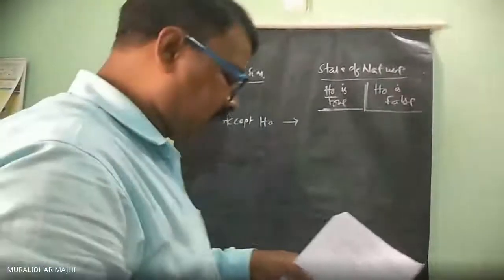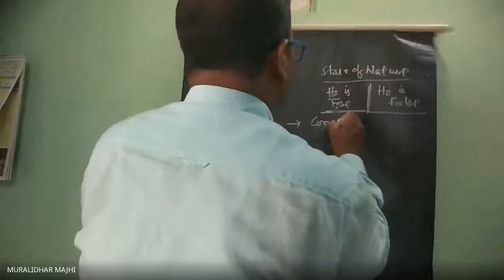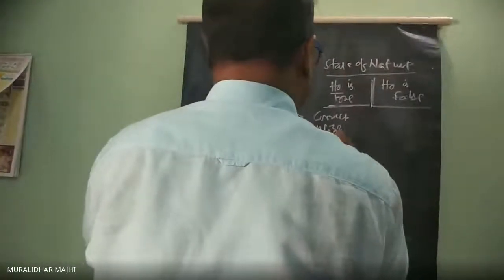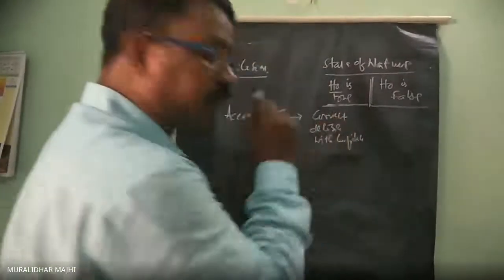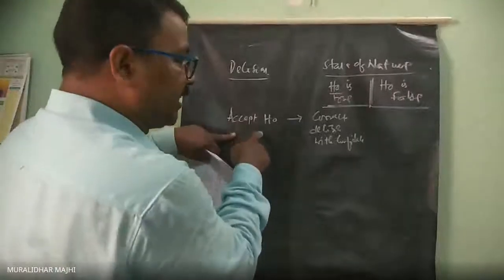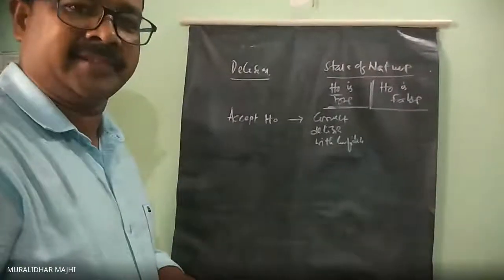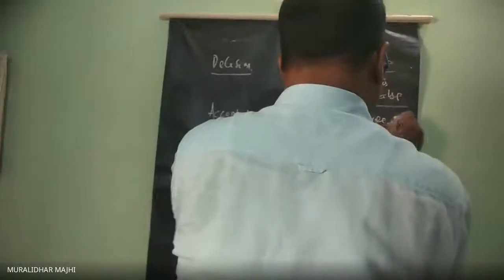Accept H0 when H0 is true. Is it a correct decision or not? It is a correct decision, a correct decision with confidence. Accept H0 when H0 is false: it is an error. So I can write this down as type 2 error.